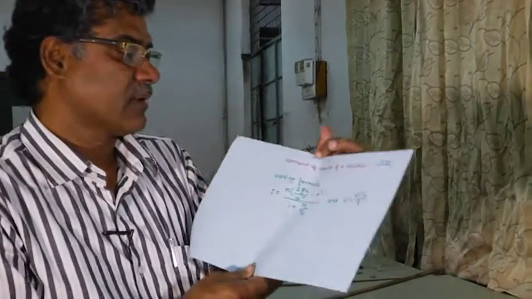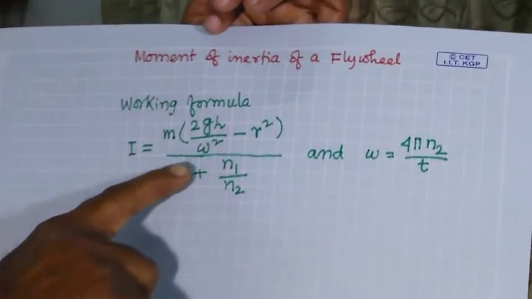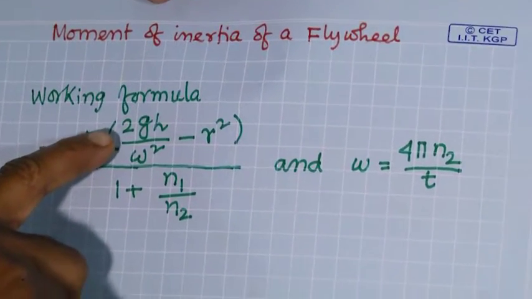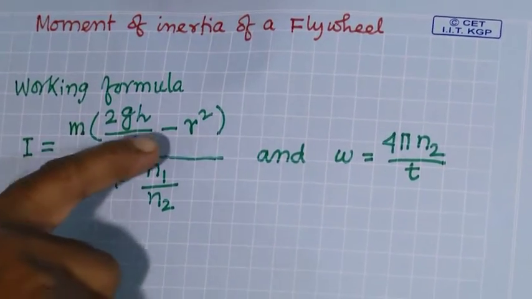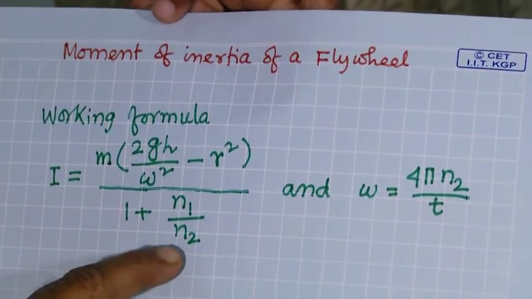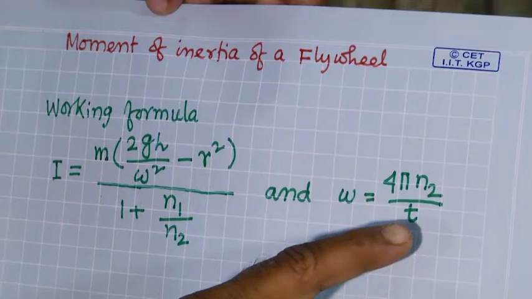So, now we will demonstrate how to measure the moment of inertia of a flywheel. As I discussed in the previous class, the working formula for the moment of inertia is I equals m into 2gh by omega squared minus r squared, divided by 1 plus n1 by n2, and the relation of omega with n2 is omega equals 4 pi n2 by t.